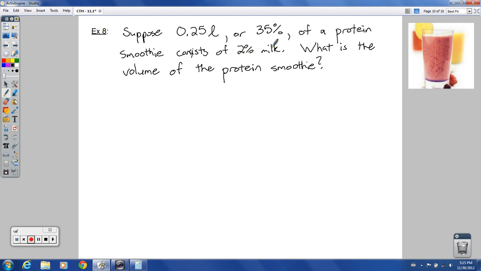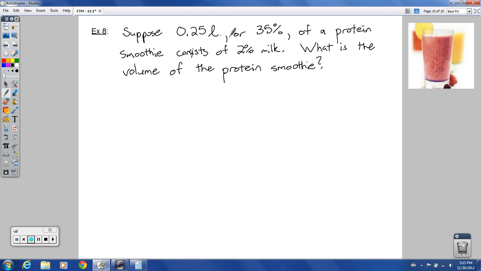2% milk is just the type of milk. It doesn't mean you're taking 2% of anything. That's just the type of milk you have. So I just kind of threw that in there to see if you could catch that. That was just extraneous or superfluous information. Great word, superfluous. Love using that word. Just extra, unnecessary information there.